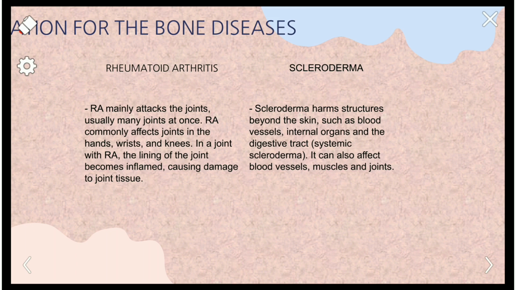Location for the bone diseases. Rheumatoid arthritis mainly attacks the joints, usually many joints at once. Rheumatoid arthritis commonly affects joints in the hands, wrists, and knees. In a joint with rheumatoid arthritis, the lining of the joint becomes inflamed, causing damage to joint tissue. Scleroderma harms structures beyond the skin such as blood vessels, internal organs, and the digestive tract. Systemic scleroderma can also affect blood vessels, muscles, and joints.